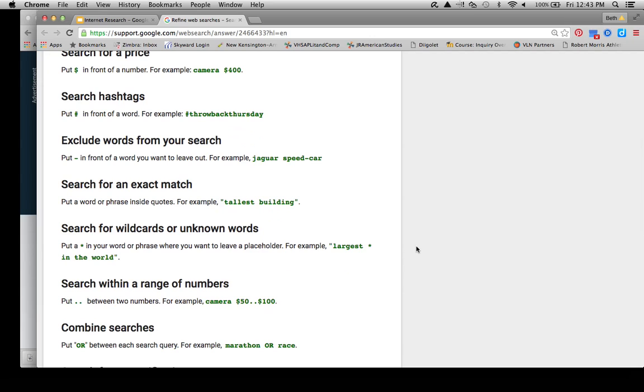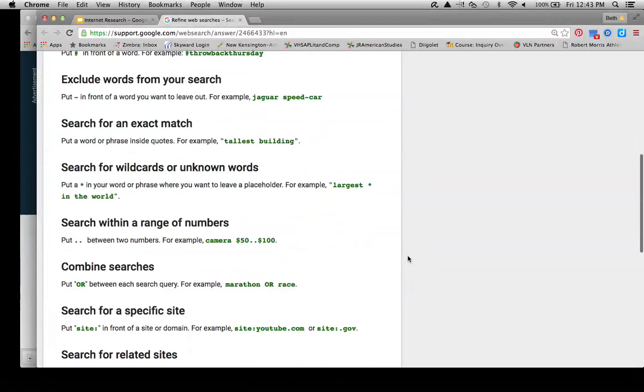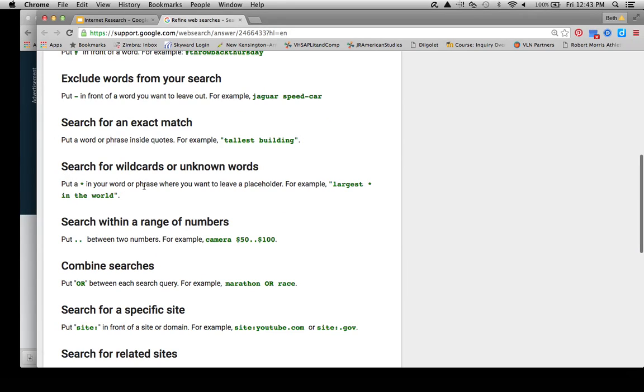We talked about the quotation marks for an exact match. I thought this was really neat when I learned about it: you can use an asterisk for what's called a wild card or an unknown word. So if I wanted to look up various things that were ranked the most in the world, I could do largest asterisk in the world, and it'll give me a list of the largest things in the world.